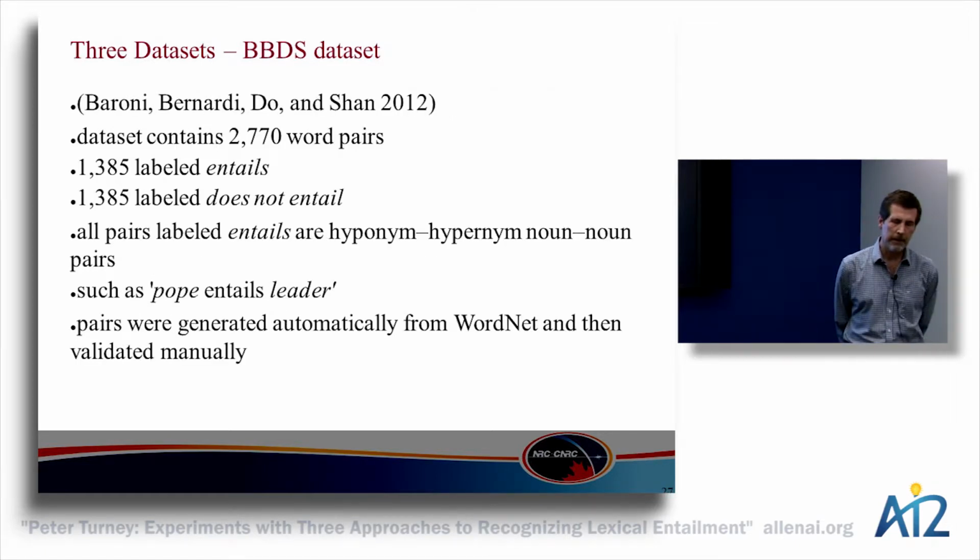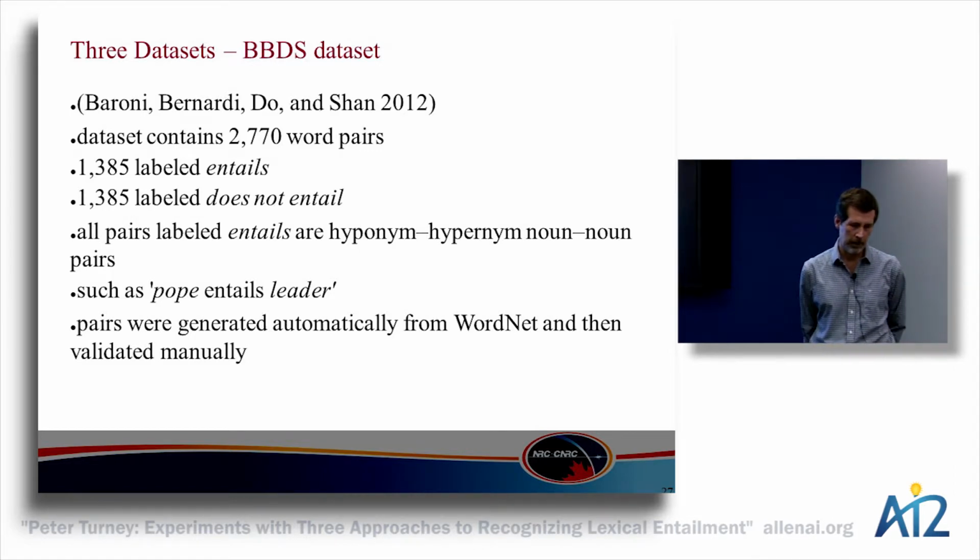The BBDS data set was developed by Baroni and his colleagues, and almost all of the pairs in this set are hyponym-hypernym pairs. So they approach entailment as a relation classification problem, but their focus is really on hyponym-hypernym relations. They don't consider all the other possible relations that a word pair can have.